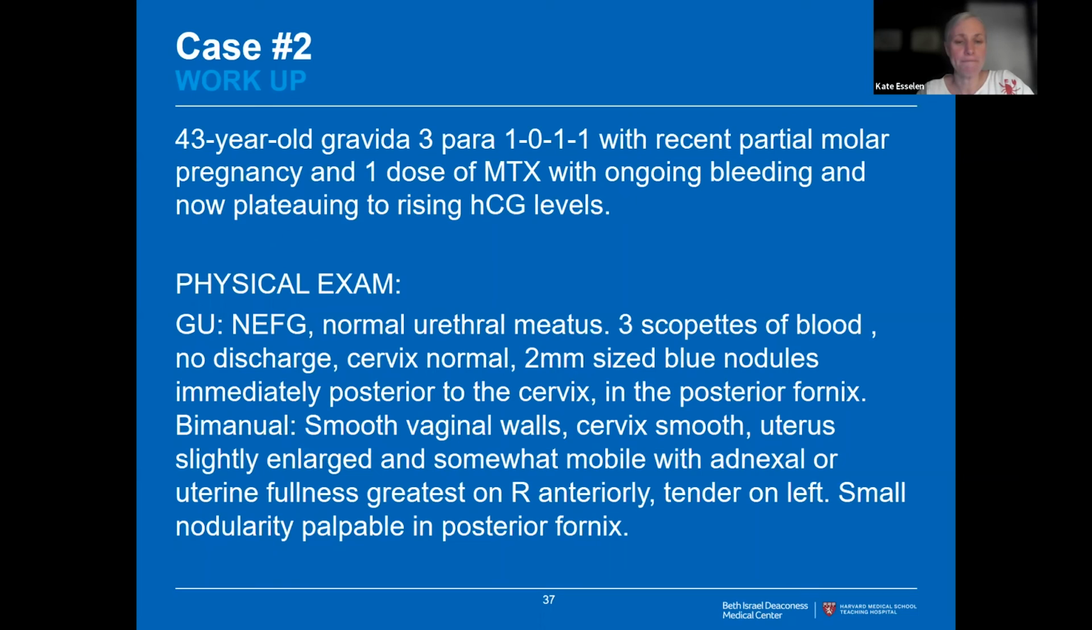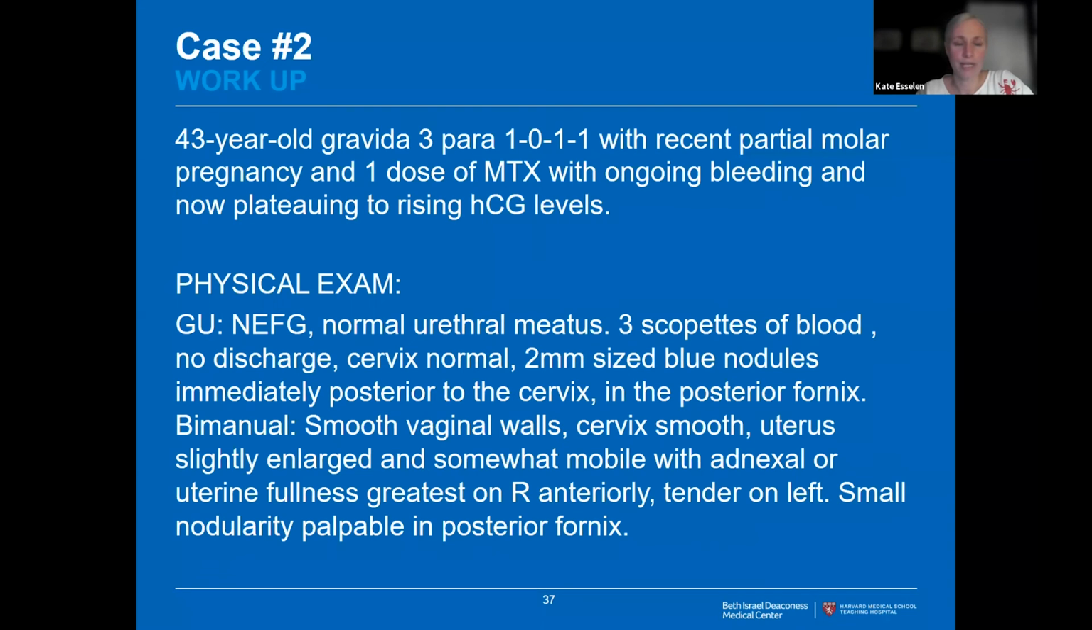Her presentation was also notable in that she had some pretty significant ongoing bleeding and now her rising HCG levels. On exam, she had blood in the vault that was cleared away, not hemorrhaging, but significant. And in the posterior cul-de-sac, there were 2 tiny 2-millimeter blue nodules immediately posterior to the cervix, directly in the posterior fornix. They were palpable and visible. Otherwise, her uterus was enlarged but mobile, and there was some adnexal fullness on the right.